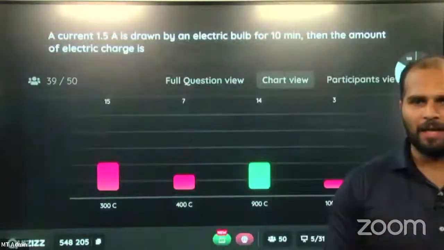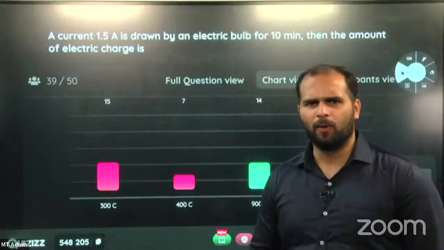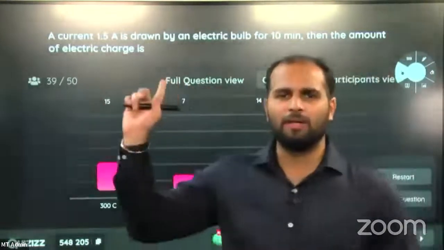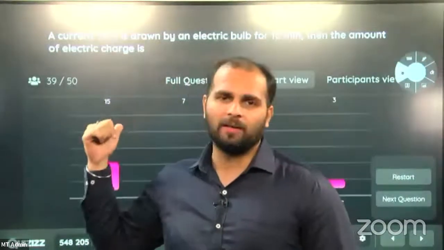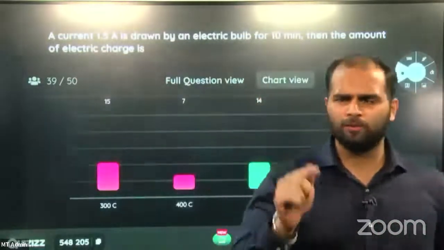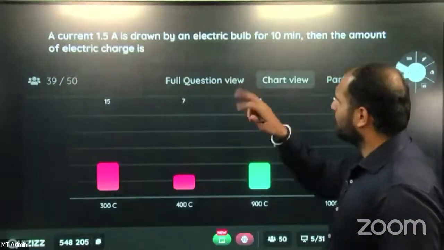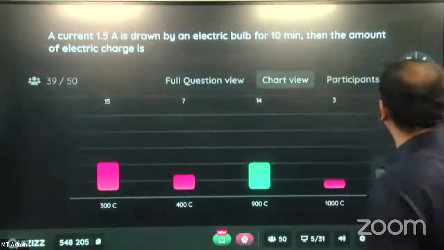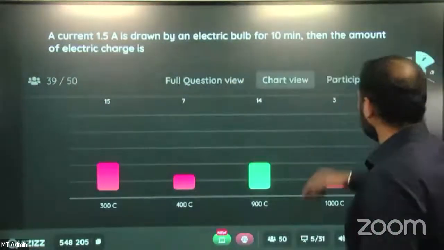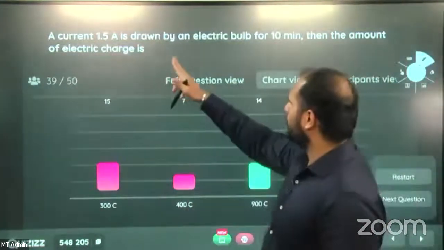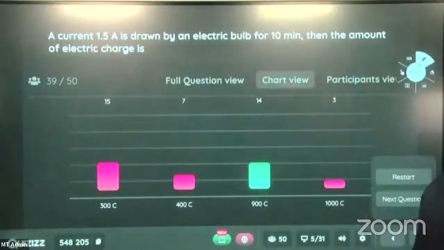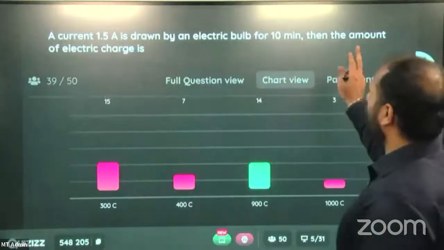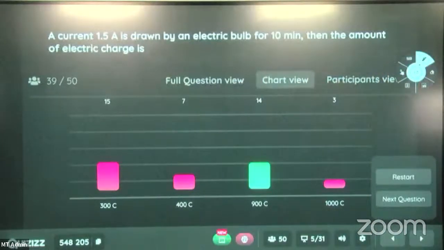Once the numerical has started, sir, which are the formulas which will be helpful for us? All the formulas which we saw in the starting half an hour. Okay. Now, what is the question, sir? A current of 1.5 amperes is drawn by an electric bulb for 10 minutes. Then the amount of electric charge is.